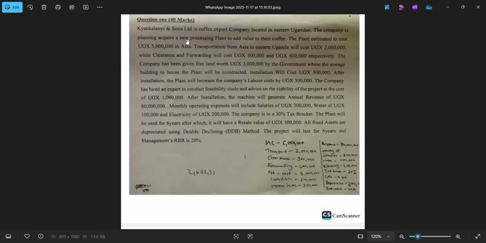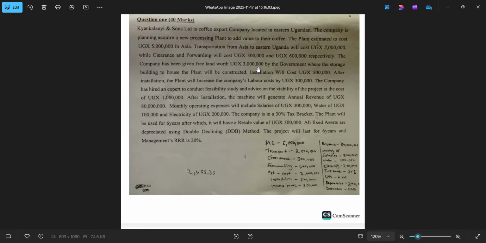The company is planning to acquire a new processing plant to add value to their coffee. The plant is estimated to cost 5 million, so our invoice value will be 5 million. Transportation from Asia to Eastern Uganda will cost 2 million, and transportation, clearance and forwarding will cost 300,000 and UGX 600,000 respectively. The company has been given free land worth UGX 3 million.